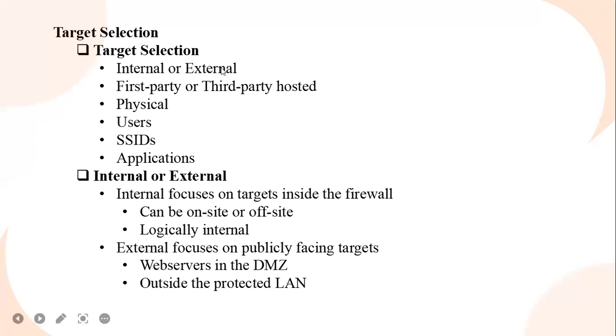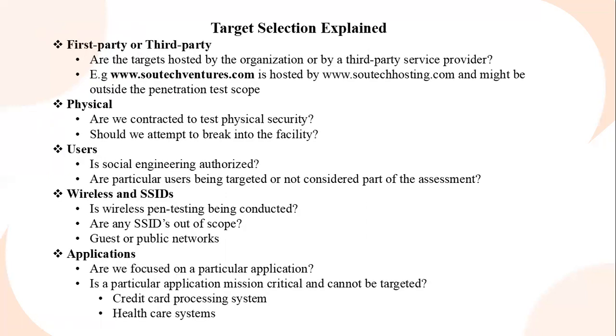So it can be internal, it can be external, it can be first party or third party hosted applications. It can be physical, it can be users, it can be your Ethernet SSIDs, it can be your applications. Is it internal and external? It can be your web servers, on-site or off-site. So this still has to do with scope. You need to define what you want to test.